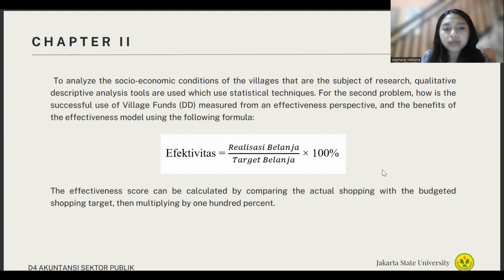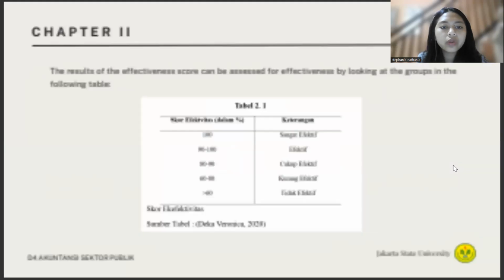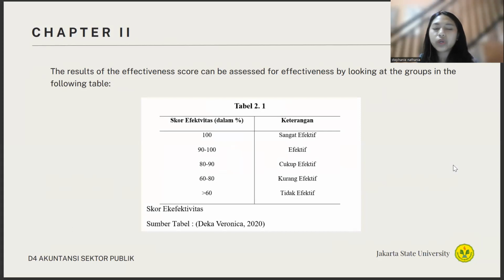So the final result will be a percentage, and there are categories of effectiveness percentages in the table. The results of the effectiveness score can be assessed by looking at the groups in the following table. First, on the left is the sector effectiveness in percent.